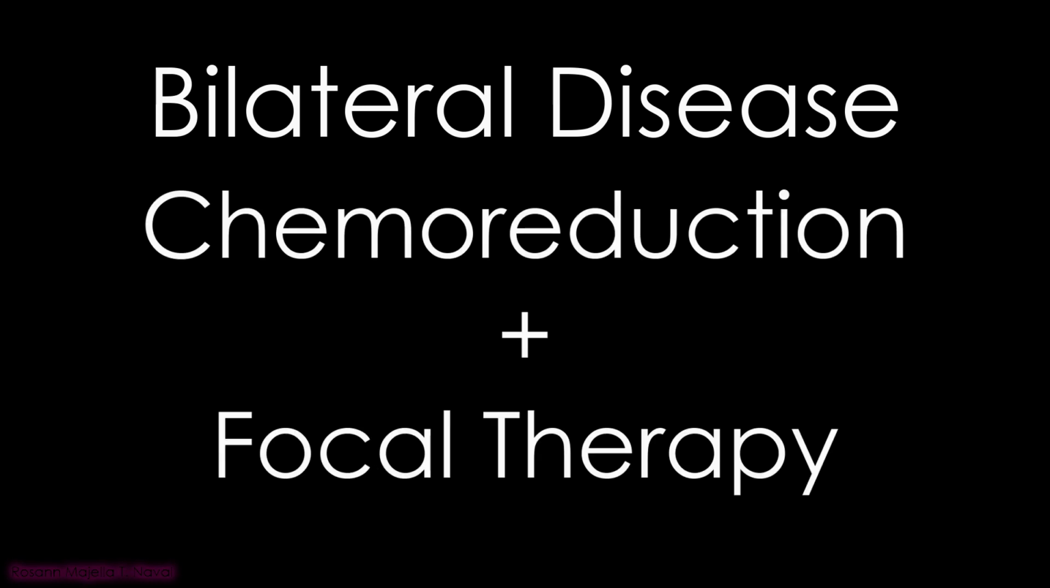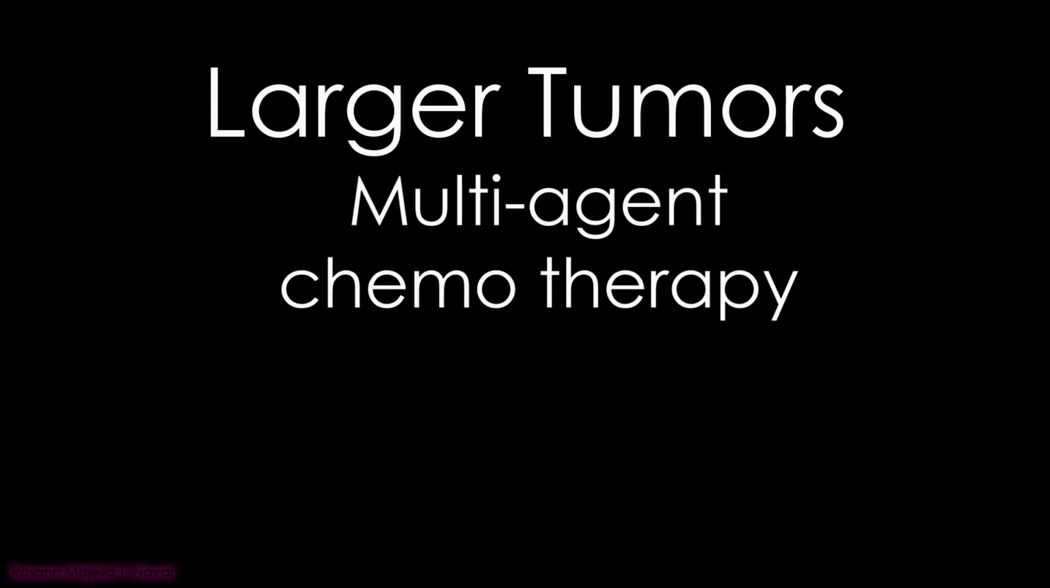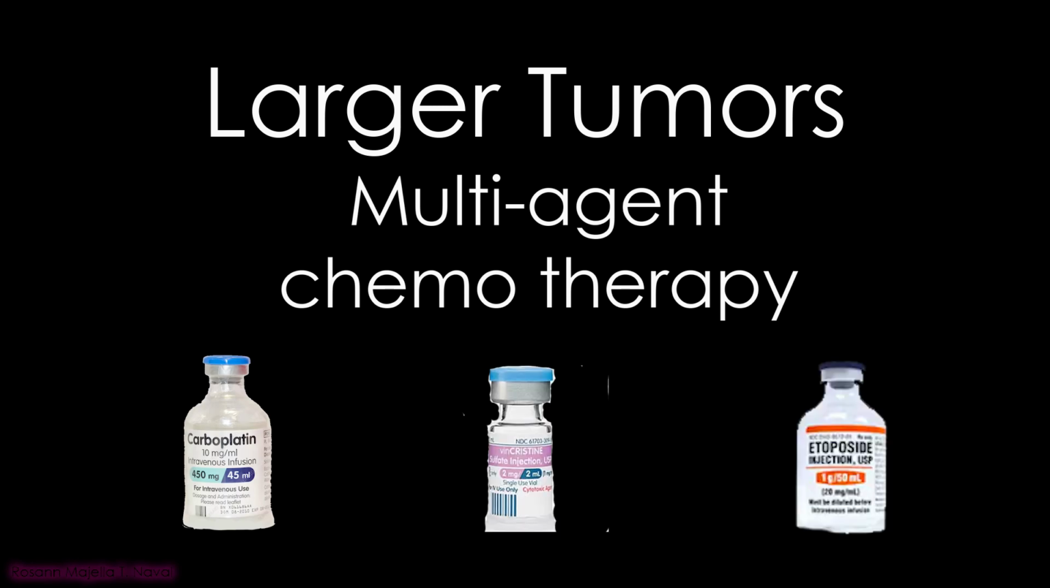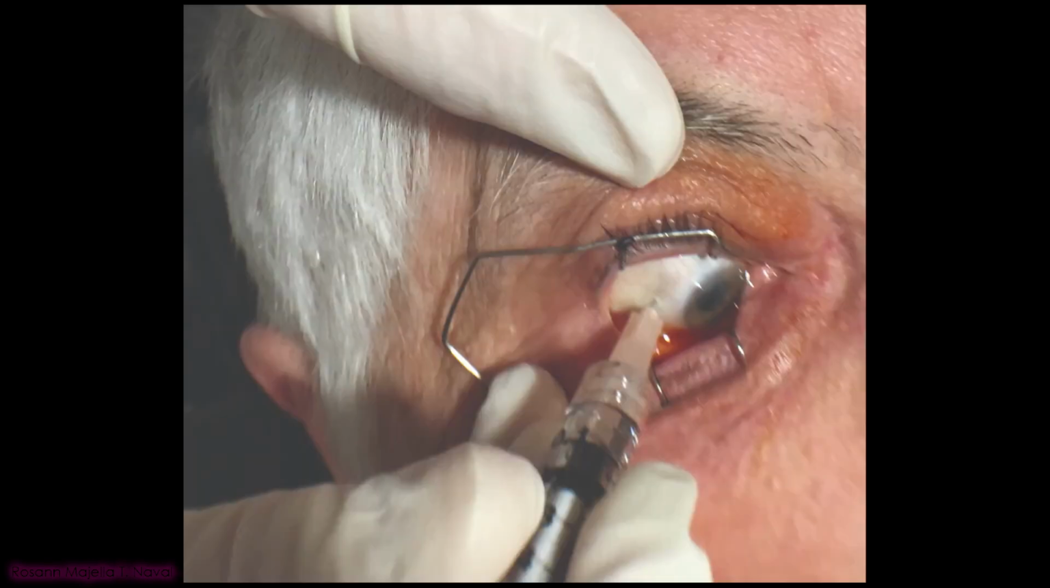With bilateral disease, chemoreduction in combination with focal therapy, which is laser photocoagulation or cryotherapy, has replaced the traditional approach of enucleation. If feasible, small tumors can be treated with focal therapy with careful follow-up for recurrence or new tumor growth. Larger tumors often respond to multi-agent chemotherapy, including carboplatin, vincristine, and etoposide given intravenously. The delivery of chemotherapy via the ophthalmic artery is becoming more common, as is delivery of intravitreal chemotherapy.